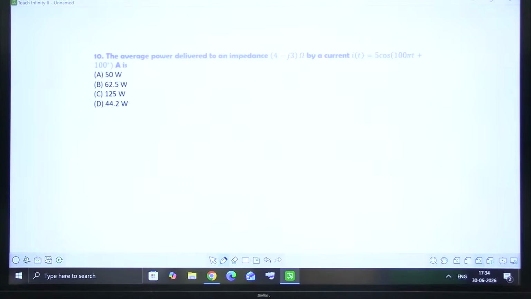It is just asking power. Power is equal to V square by R, where V should be the RMS value, or I square into R, where I should be the RMS value, right? Either V RMS square by R or I RMS square into R. Direct question. Okay.